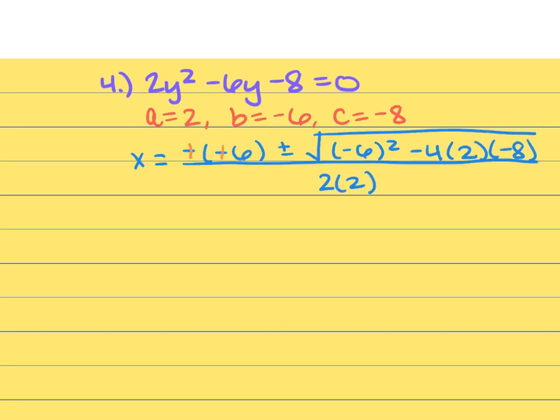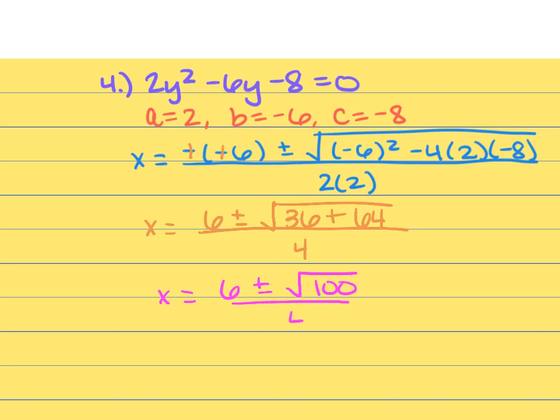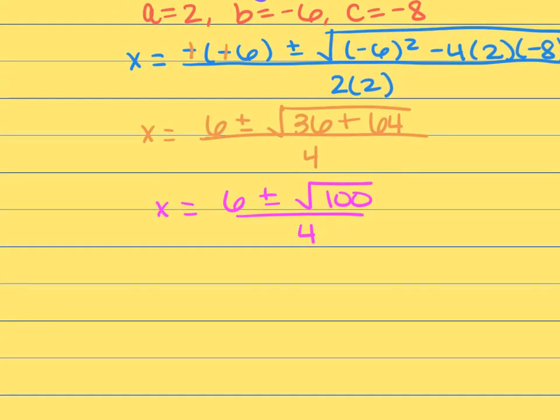So if we simplify this, it's going to be x is equal to 6 plus or minus the square root of 36. The negative 4 times 2 is negative 8. Negative 8 times negative 8 is a positive 64. All over 2 times 2 is 4. So x is equal to 6 plus or minus the square root of 100 over 4. We're going to simplify this further to be x is equal to 6 plus or minus 10 all over 4.